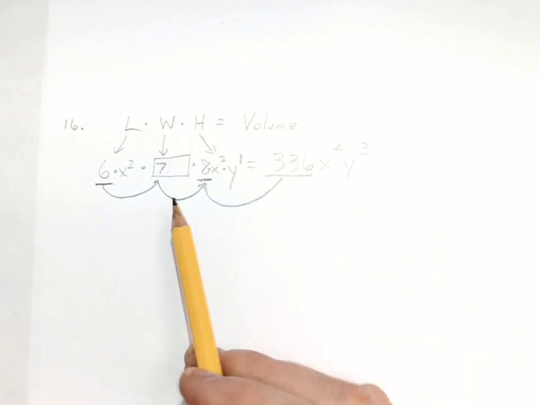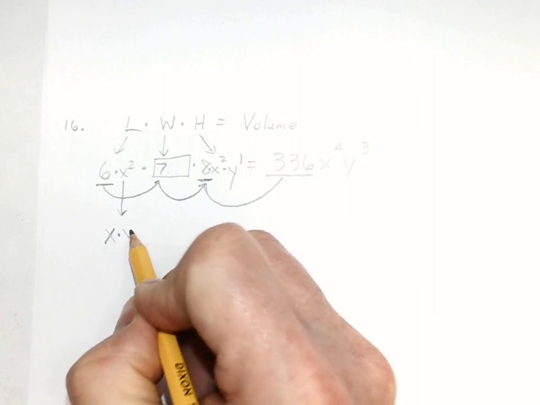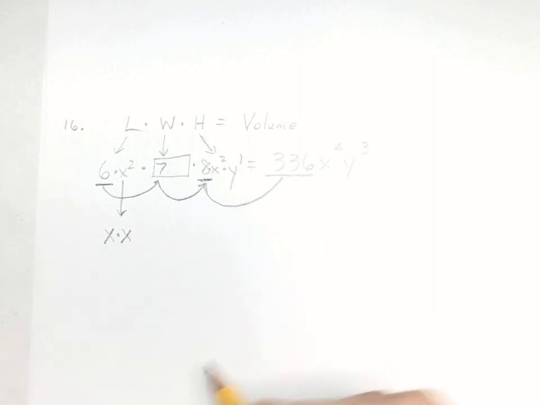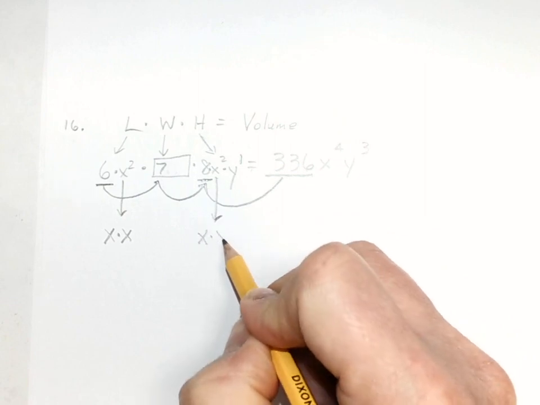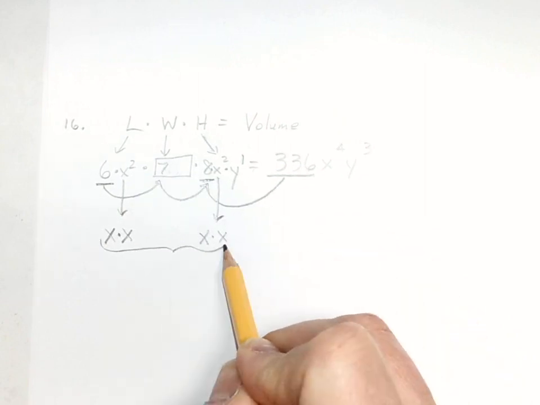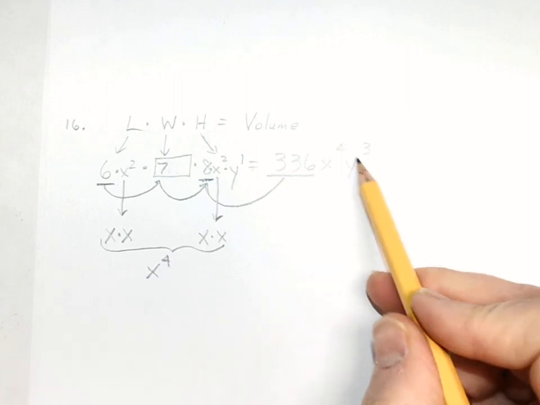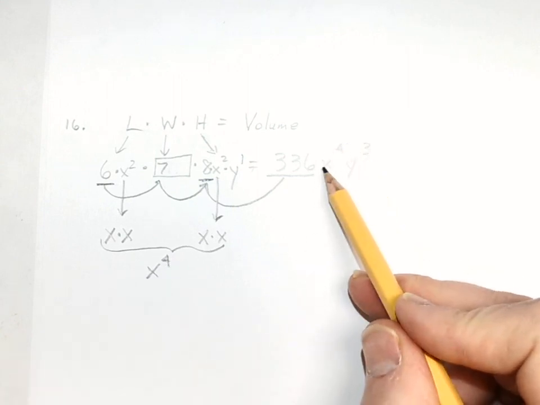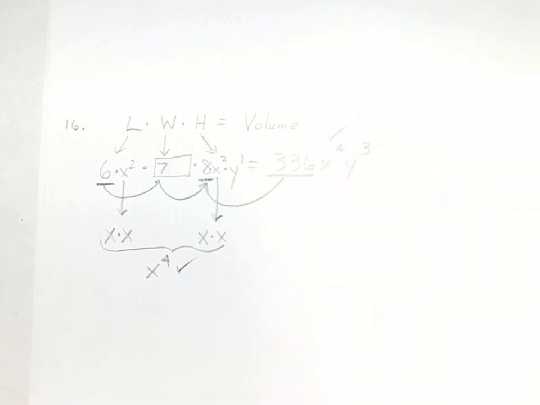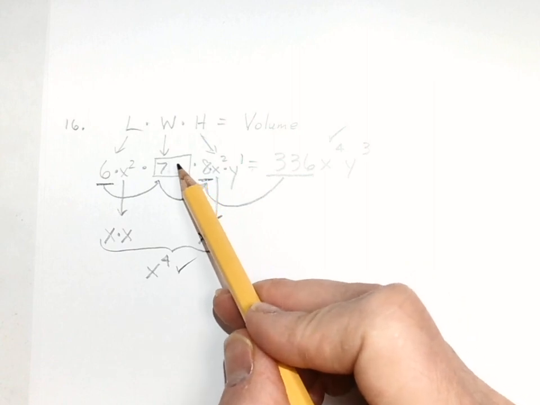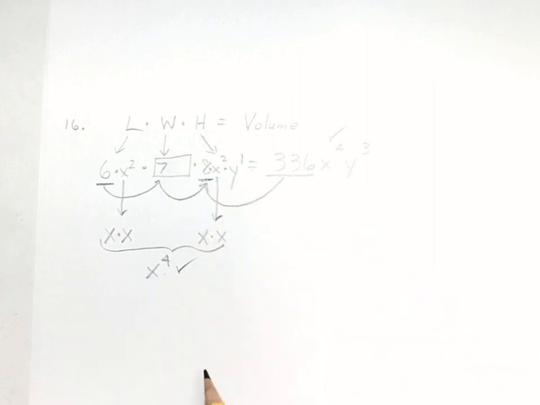So now let's look at the x's. This tells me I have 2 factors of x. This tells me I have 2 more factors of x. And so altogether I have 4 factors of x. Well, wait a minute, I already have 4 factors of x over here. So these guys right here are good. I don't need to put anything in my answer, so my answer doesn't need another x. I've already got what I need.